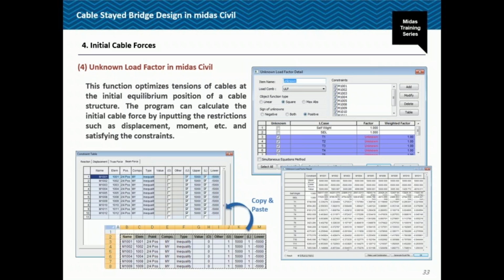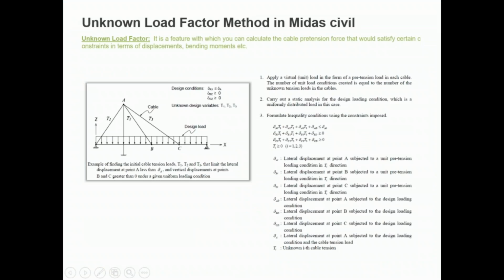So this is what unknown load factor is. This function optimizes the tension of the cables at the initial equilibrium position of the cable structure. How it optimizes: it forms an objective function through these constraints, and then solves it through inequality or equality conditions, and then it gives you the unknown load factors, which are nothing but your cable pretensions.